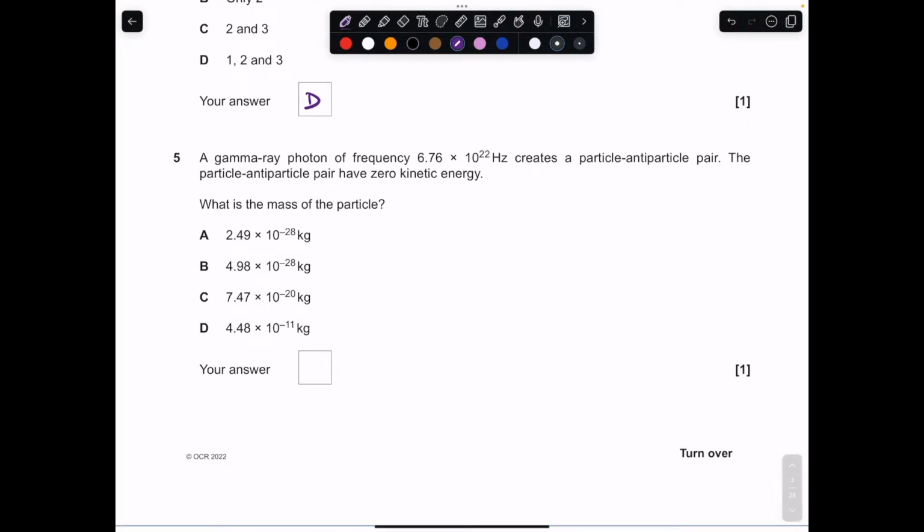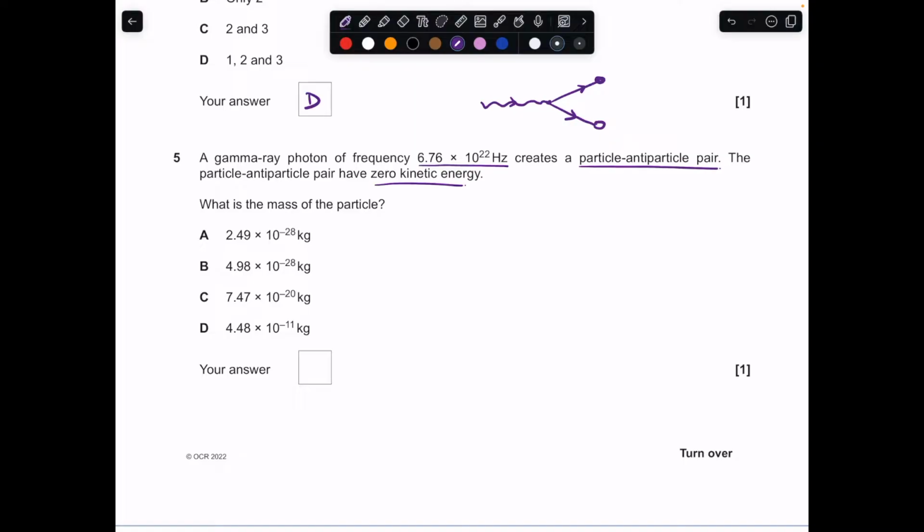For question number 5, we are given that a gamma ray photon of frequency 6.76 times 10 to the 22 hertz creates a particle and an antiparticle pair. Here they're talking about pair production, where a photon forms a particle and its corresponding antiparticle. It says that the particle-antiparticle pair have 0 kinetic energy, so that means they have only rest energy, and we are to calculate the mass of the particle.